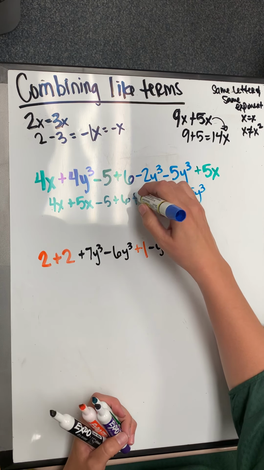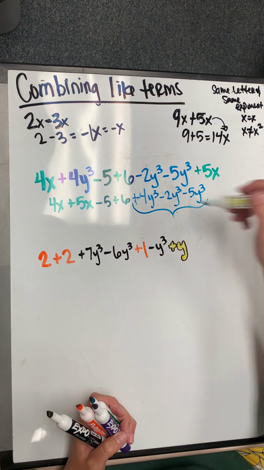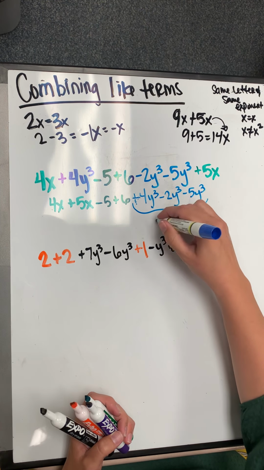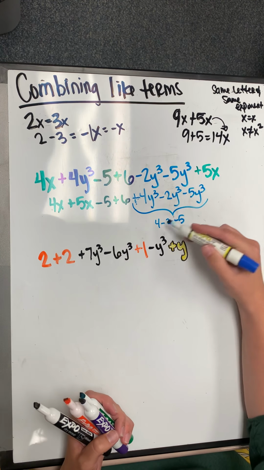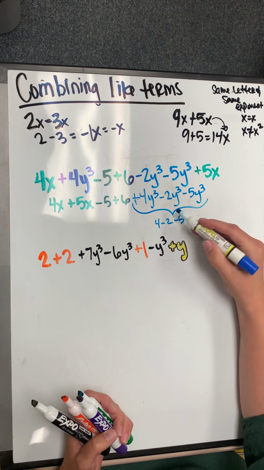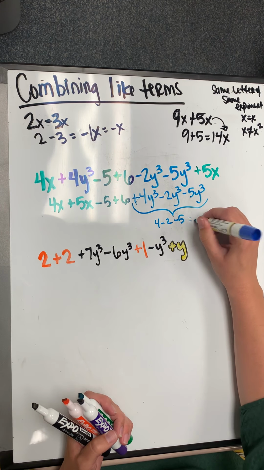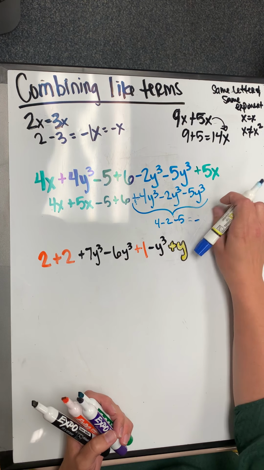So because this blue looks like it's dying, I'm going to do this first. So really the numbers in front of this y to the third, I have a 4 minus 2 minus 5. 4 minus 2 is 2, minus 5 more is going to be a negative 3. If you type this into your calculator, it will give you what you need.